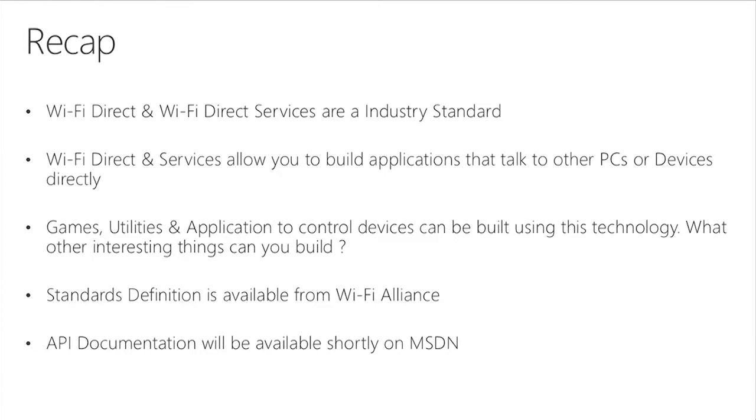So let's recap what we've spoken about today. Wi-Fi Direct and Services are industry standards that allow interoperability between Windows and non-Windows devices. These APIs allow you to create a direct connection without needing connectivity to an access point or to the internet. We think that some of the most interesting use cases are games, applications that allow you to control devices, and utilities, things such as file sharing. These are things that we have come up with. We'd really like to understand what you are going to build.